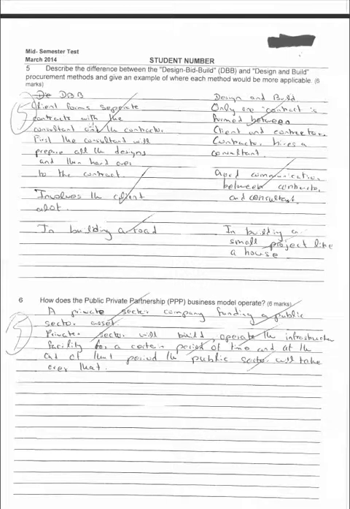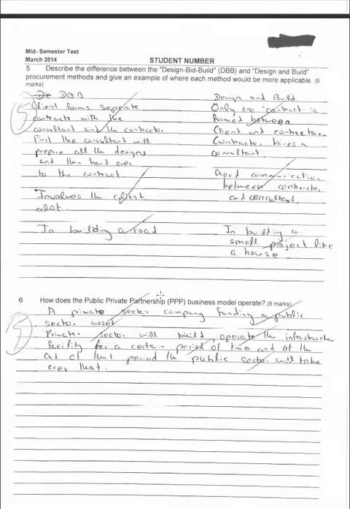So it was things along the lines of the client has separate contracts with a consultant in the DBB, whereas there's only 1 contract in design and build. It involves the client a lot in the DBB, but it doesn't in design and build. The client's sort of out of it with the design and build. It's a bit quicker for a design and build than it is for a DBB, and I was looking for a reasonable example as well.